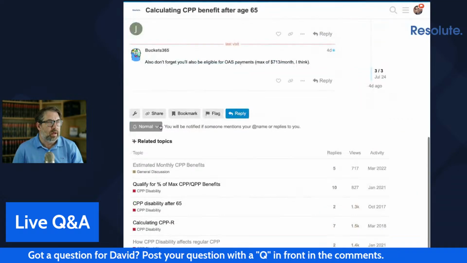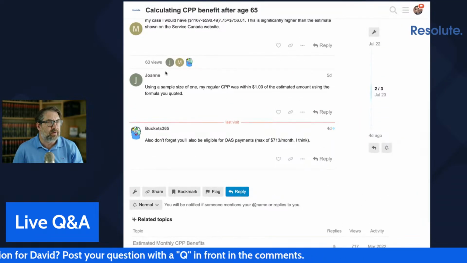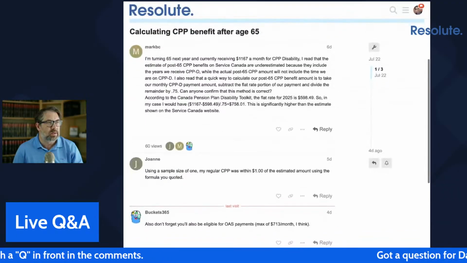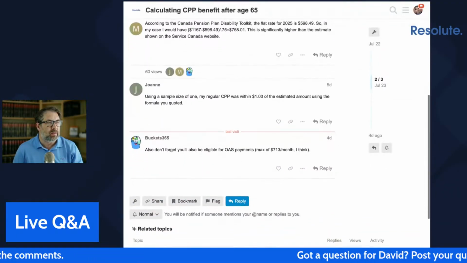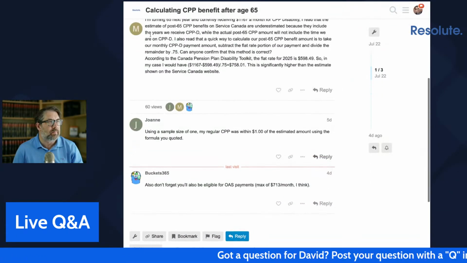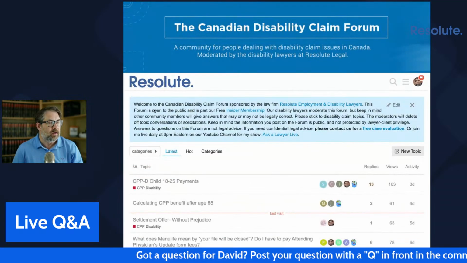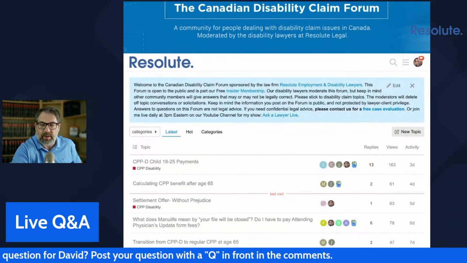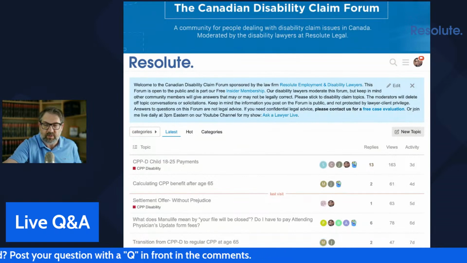All right. Calculating CPP after age 65. Okay, that's not really my wheelhouse, how to calculate it. So I'm not even going to weigh in on that. No idea how to calculate the CPP. Well, I could probably try to figure it out like anyone else, but there's formulas and stuff in there, so I don't really want to weigh in on that.